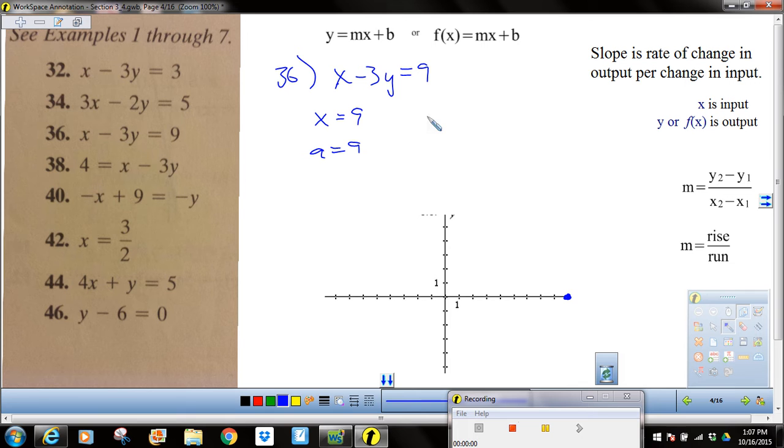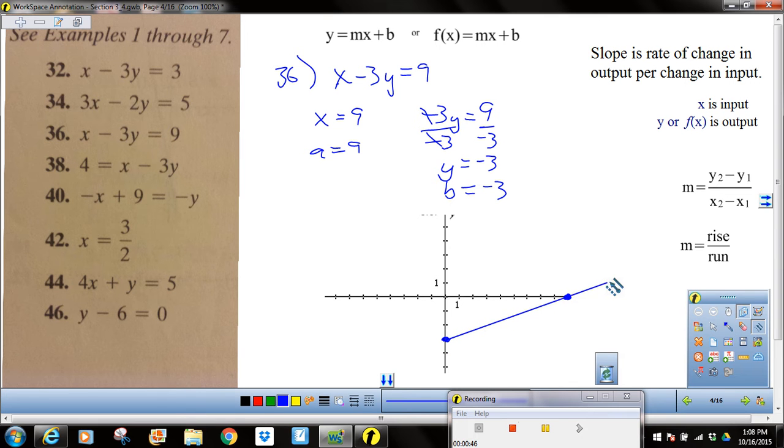And if I find the y-intercept, I'll let x be 0, so this term will be 0, and -3y is equal to 9. Y equals -3, so there's my y-intercept. The only reason I did it this way is I think that might have been a little bit faster than solving for y and then slope-intercept. Probably wasn't much faster though.